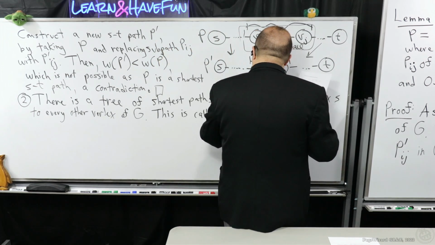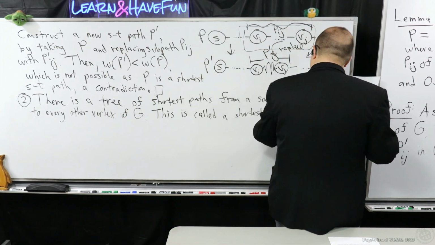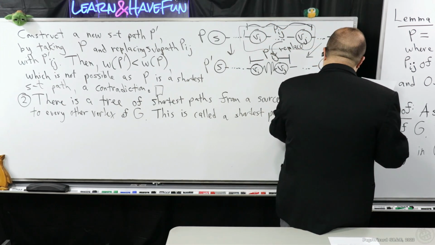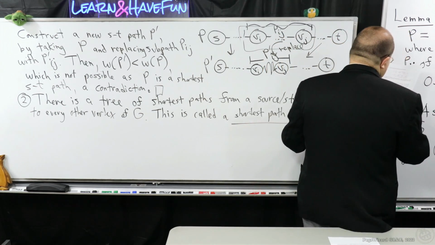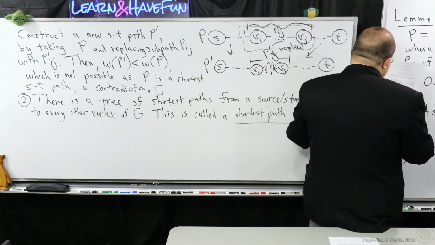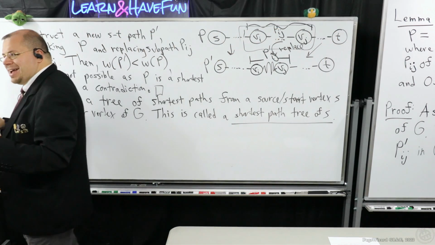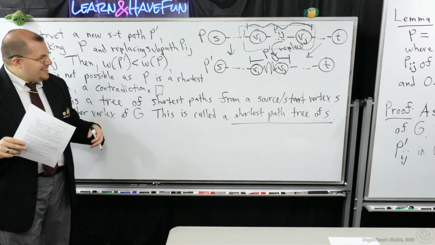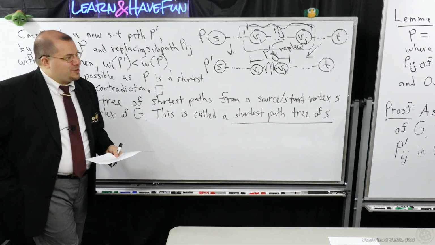So this is called a shortest path tree of or from S. So you might ask, Dan, what does this mean? Well, let me give you an example just so you can get an idea of what we're talking about here.